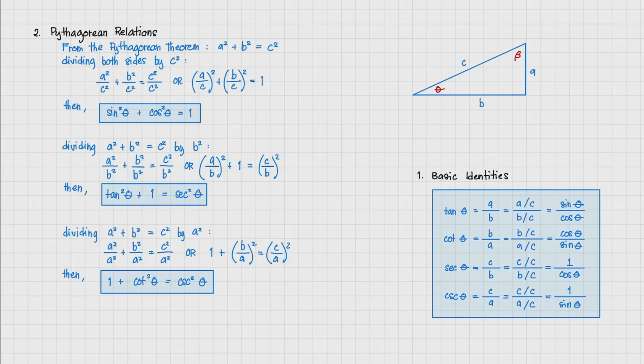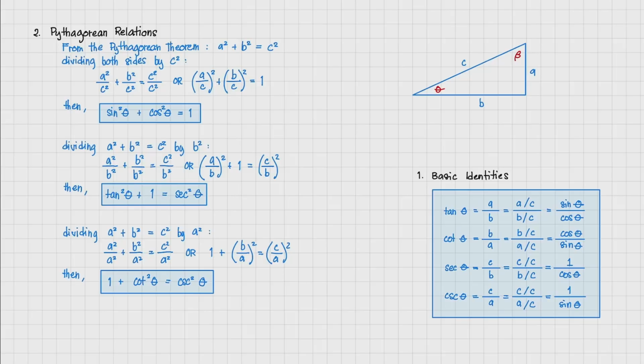Our next identity is tangent squared theta plus 1 is equal to secant squared theta. You can arrive at this identity by dividing your Pythagorean theorem by b squared, or you can take your first Pythagorean relation and divide it by cosine squared theta.